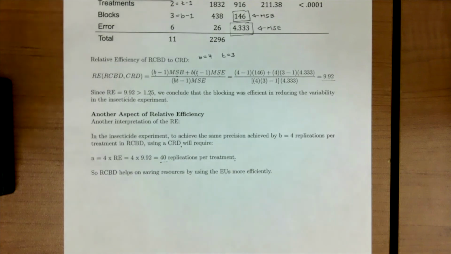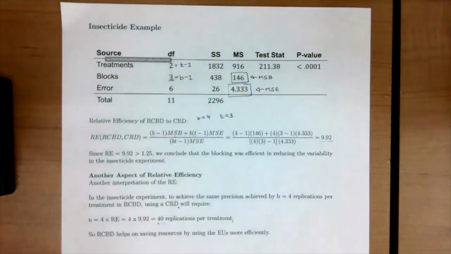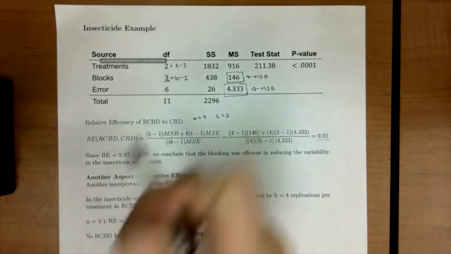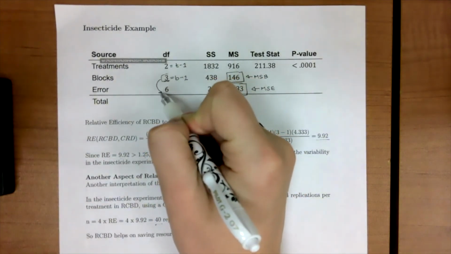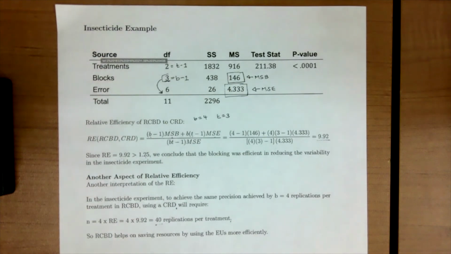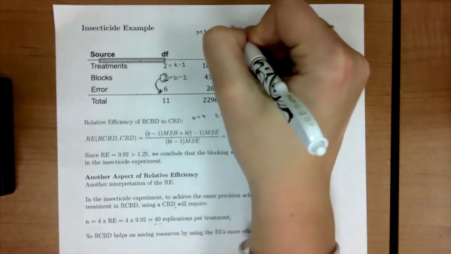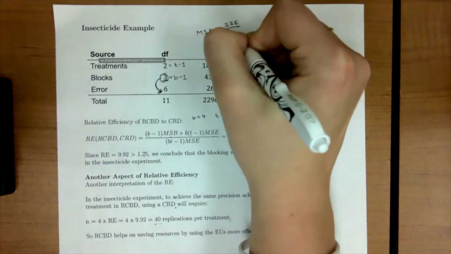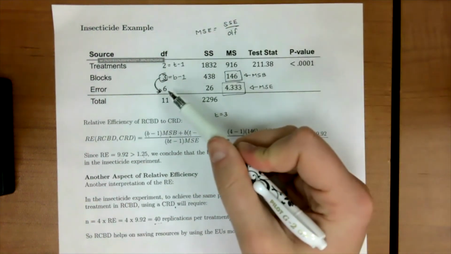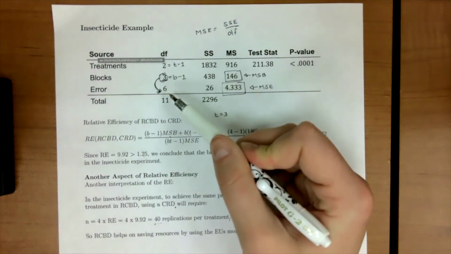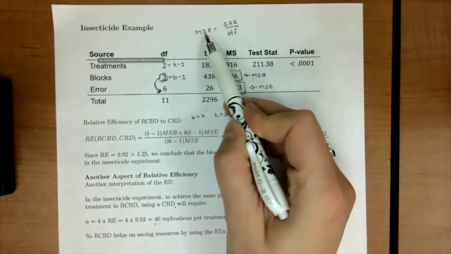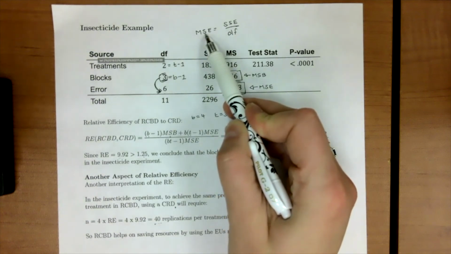Now, the one problem of blocking is the degrees of freedom. If we didn't have blocking, these 3 degrees of freedom would come into the error term, and so we would have 9 degrees of freedom. If we recall, our MSE is equal to our SSE divided by our degrees of freedom. And so by making this bigger, it will make our MSE smaller.